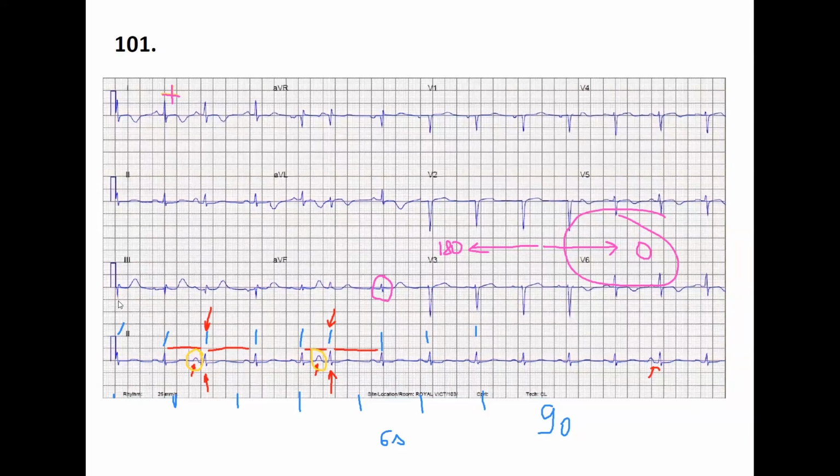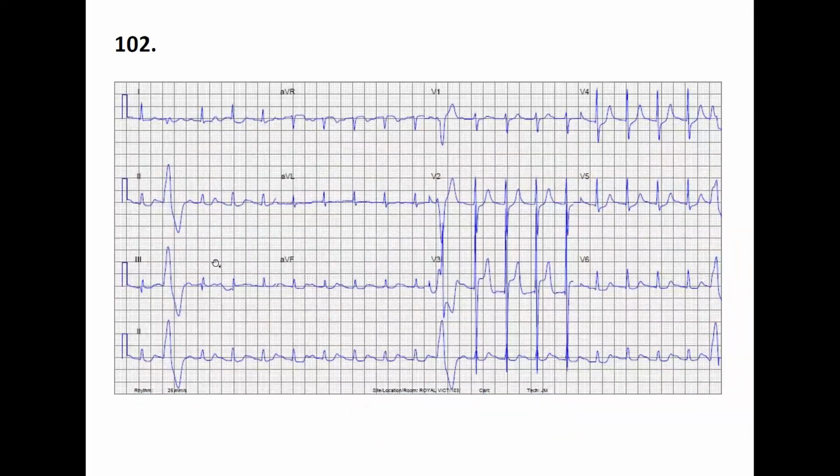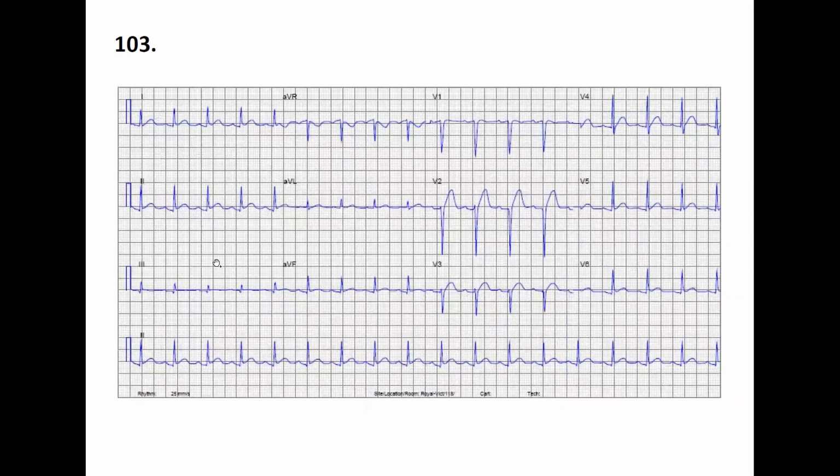Let's move on. 102. Who has 102? Anybody? 103? Yep, that's me. Do you want to share it or keep sharing? I can keep sharing. If you can keep sharing, I can share if it's a trouble. It's whatever you want.